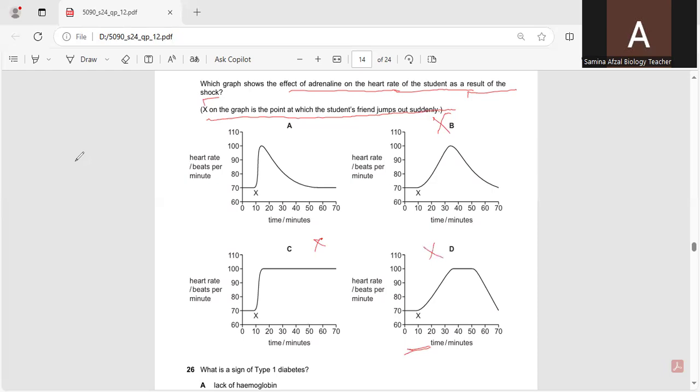So at the time of the shock, when the adrenaline is secreted, what will happen? The heartbeat will become fast. It will become fast, and then it will reach 100, and then slowly it will become normal. So in this way, A is the correct option.